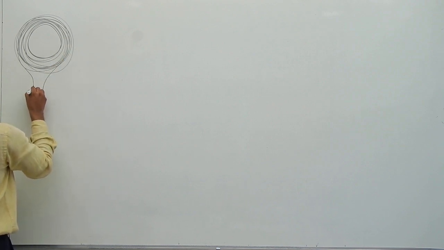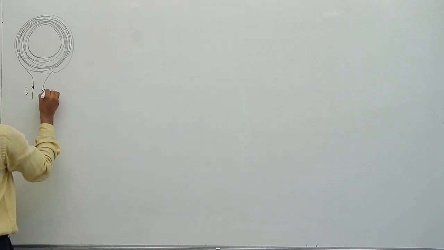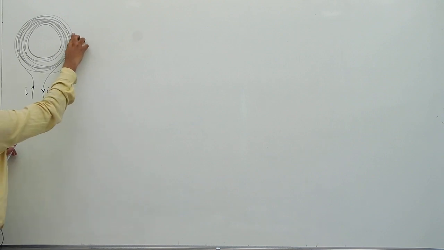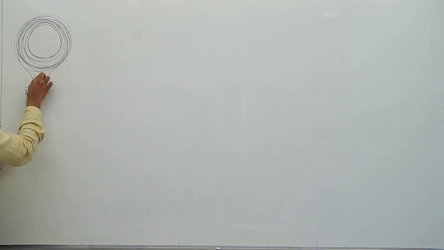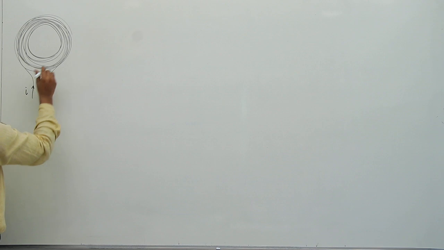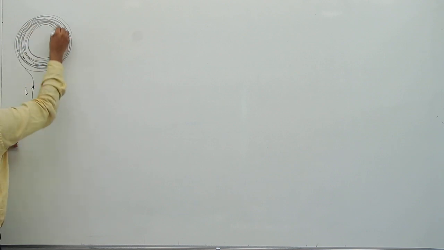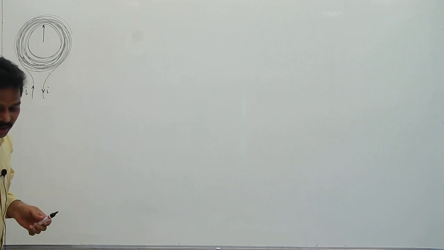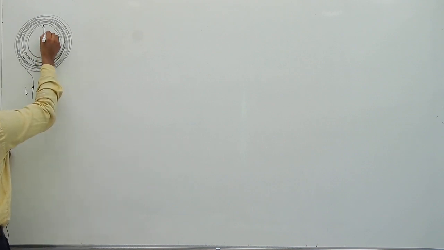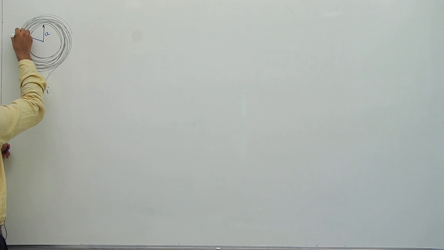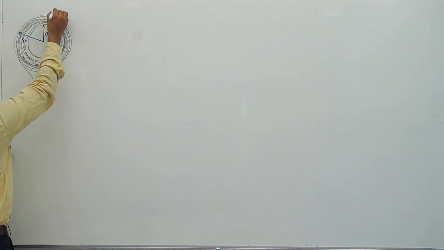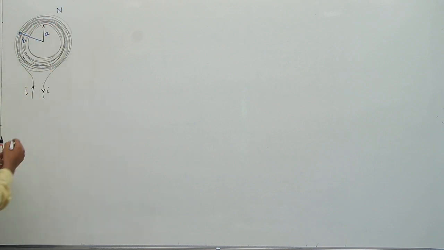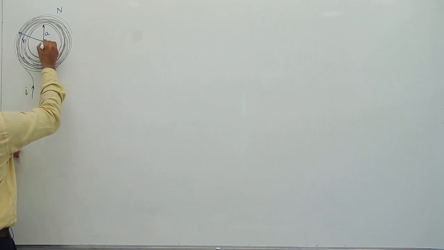So this is connected to a battery, current is entering here, current is leaving here. So in this arrangement, the inner radius, let me take it as a, the outer radius is b, and the total number of turns in this coil are capital N. What is the magnetic field at the center of this one?